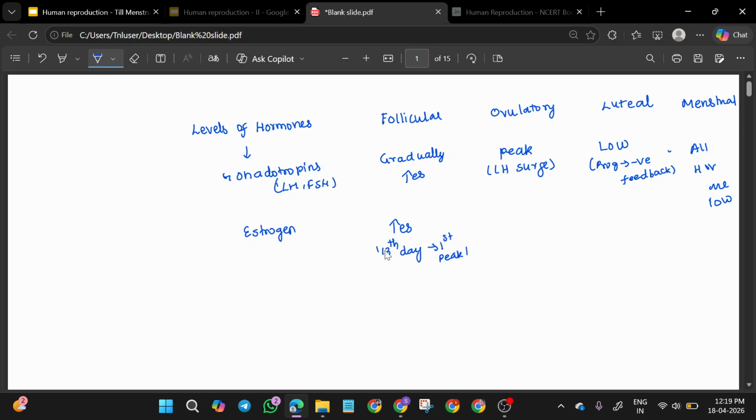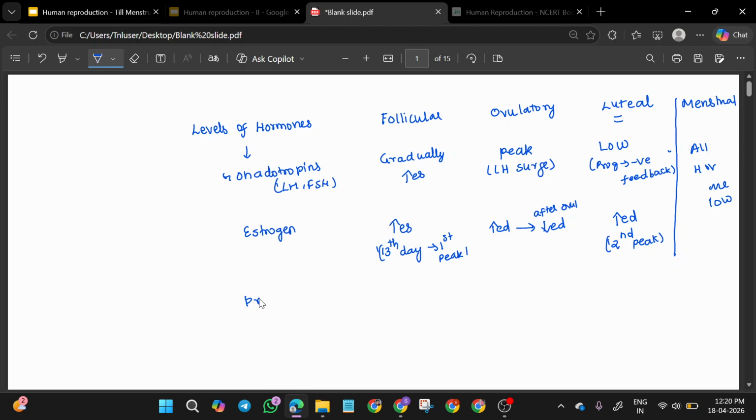Then ovulatory phase, if you see, it will initially be increased, but immediately after ovulation it will start to decrease. Then in the luteal phase, it is again increased. That is, a second peak will be formed because the corpus luteum also will produce estrogen. Menstrual phase is the same for everything.